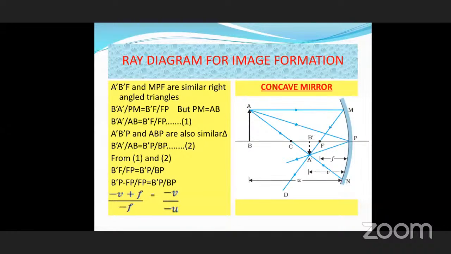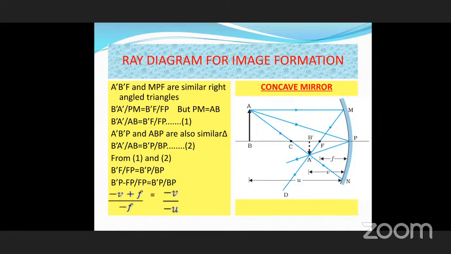And FP, actually PF you have to measure. As it is FP, this is also minus F we are writing. So minus of minus F becomes plus. Therefore, according to sign convention, B dash P minus FP becomes minus V plus F. Now, again coming to FP. FP means minus F. PF is F.